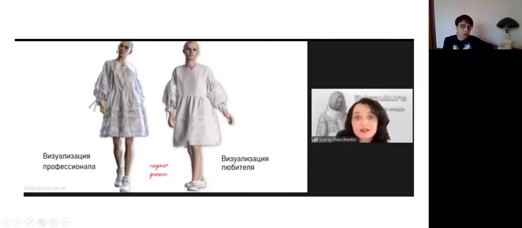So to the left, you can see a visualization made by a professional. We can see a lot more details compared to the right-hand image, which is made by an amateur. And we can see the material. We can see what the material feels like.